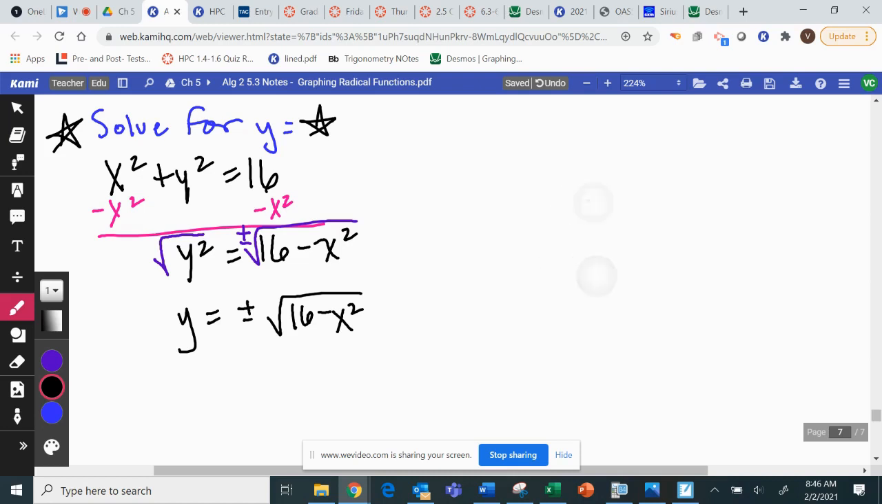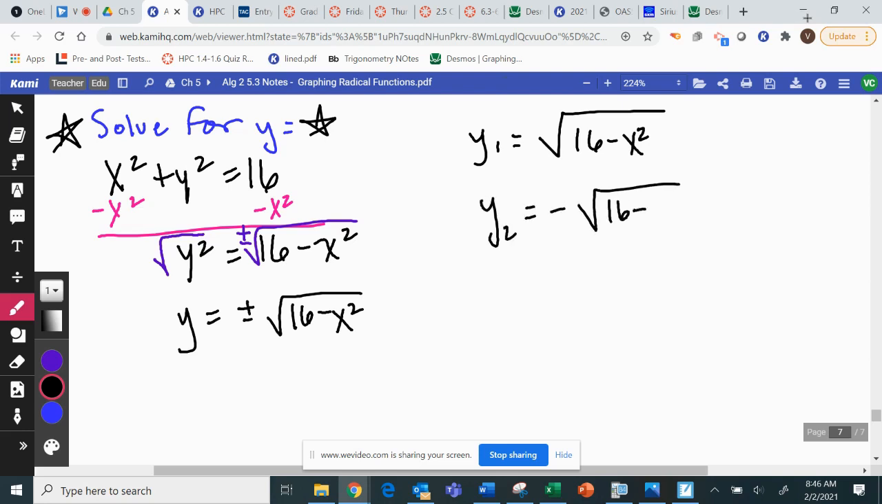So let's go to our calculator and we're going to type in y1. And we'll just do square root 16 minus x squared, y2, negative square root 16 minus x squared. So that's what we're going to type in our calculator.